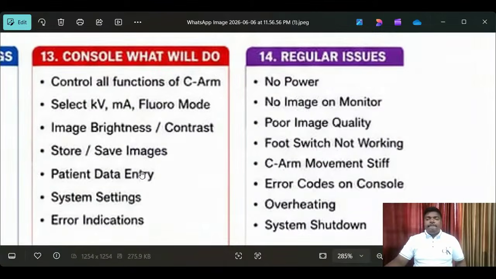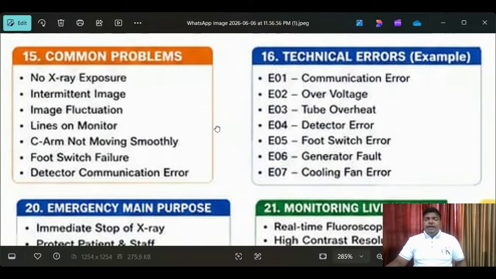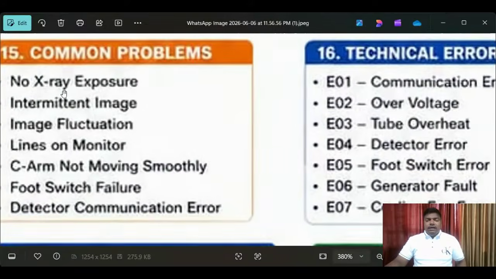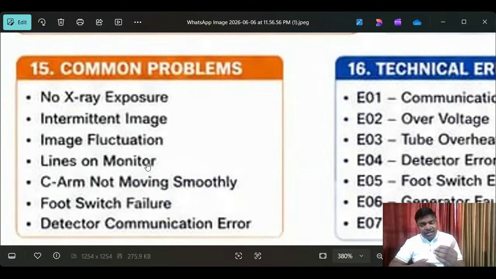Right, point 14, see here. Next is the 15th point. See here. If I show you only normal information, you cannot understand, so I'm giving explanation. I'm trying to engage with all of you, and at the same time I'm giving more information about the C-arm equipment. Now, common problems, see here.